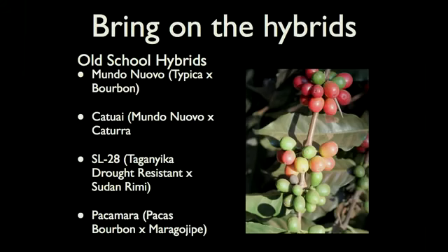Pacamara was another hybrid that was done in El Salvador between this Pacas variety of Bourbon that was grown on a farm owned by the Pacas family and Maragogipe, that giant Typica that came out of Brazil. So these are the old hybrids. You could call these heirloom varieties of coffee, right? These are farmers that are hybridizing coffee in the context of a coffee farm.